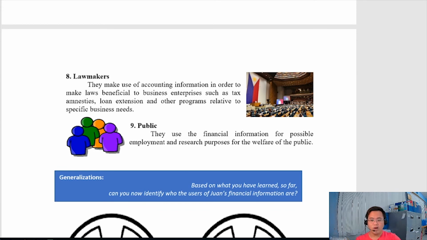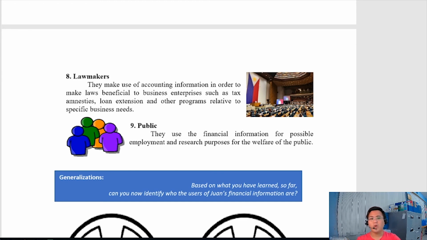So the TRAIN law was actually made by the Congress in the time of President Duterte. They have to make laws which are most likely beneficial to the business owners. At the same time, the government will also benefit during the existence of the business.